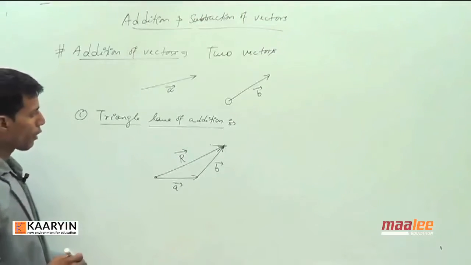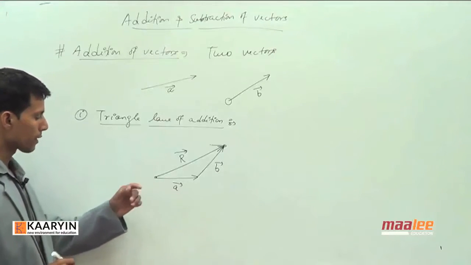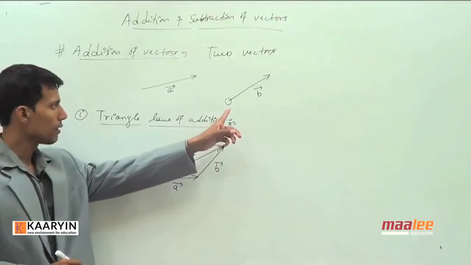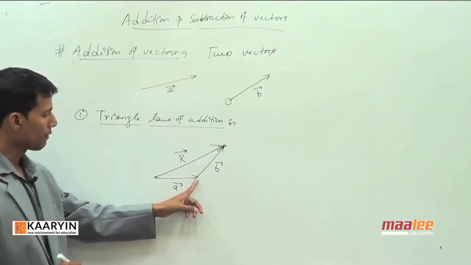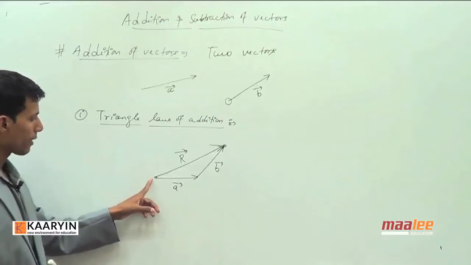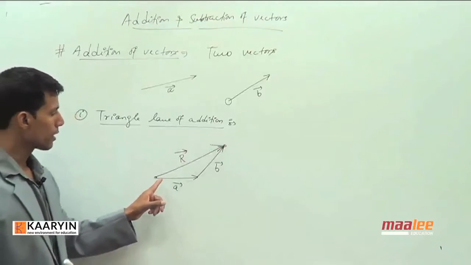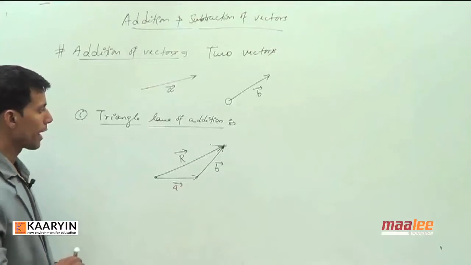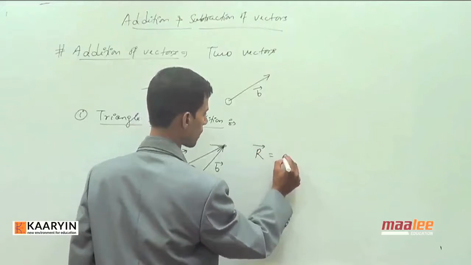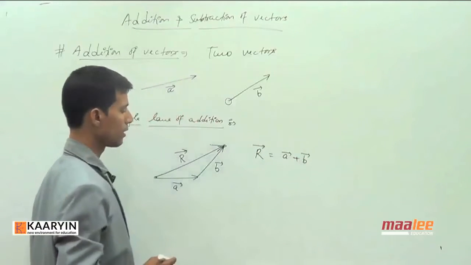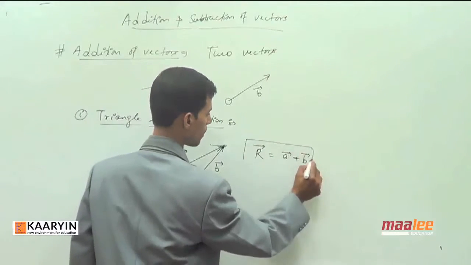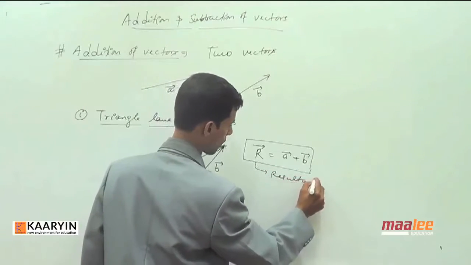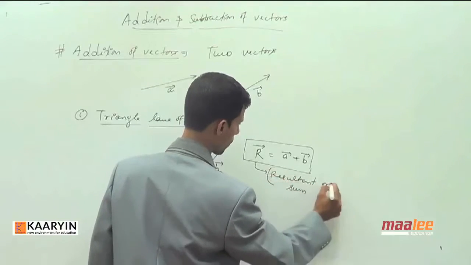So I'll repeat again. In the triangle law of addition, to add two vectors, take the first vector, then take another vector such that the tail of the second vector is meeting the head of the first vector. Now join the tail of the first vector to the head of the second vector. Then this line, or this resultant vector, will give you the summation of A and B. This summation is also known as the resultant of A and B. So this becomes my resultant, or summation, of two vectors.